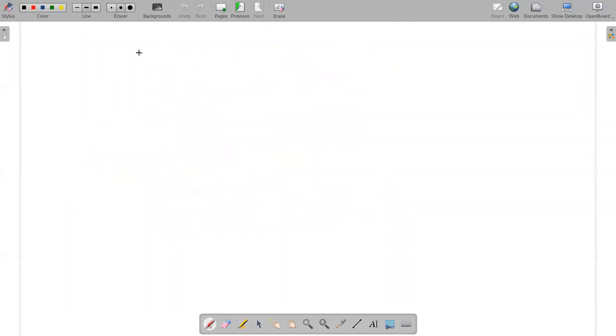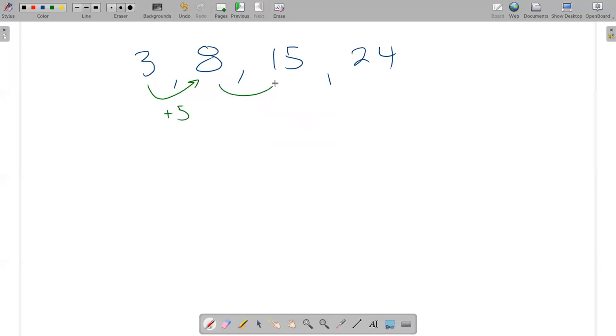All right, so 3, 8, 15, 24, and you mentioned that the increase here to get from 3 to 8, we have a plus 5. To get from 8 to 15, we have a plus 7. And to get from 15 to 24, we have a plus 9. And then we should notice that from 5 to 7 is plus 2 and 7 to 9 is plus 2.